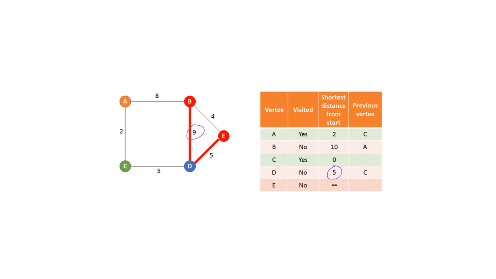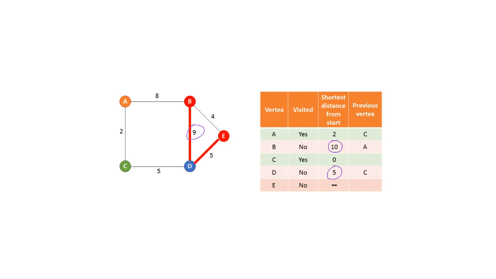And we're going to look to see whether 14 is less than what we're currently storing as the shortest distance from the start for B, and that's 10. Well, 14 is not less than 10, so we're not going to update the data in our table. This is really important if the algorithm is going to work correctly.